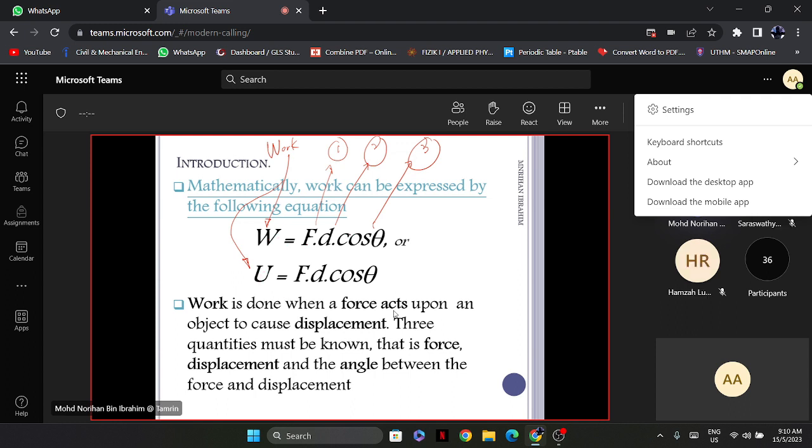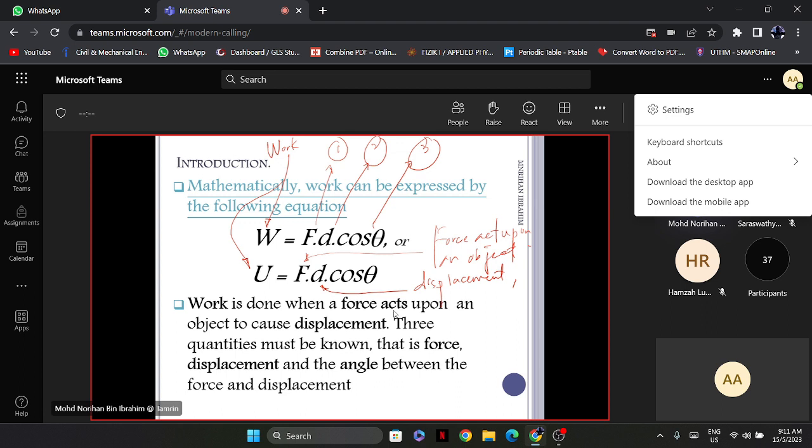So W is equal to F D cos theta. Similarly, U is equal to F times D times cos theta. F is the force acting upon an object. D represents displacement. Displacement, D, is the movement of an object from one position to another, from the initial position to the final position that we consider at this instant. So D is displacement.